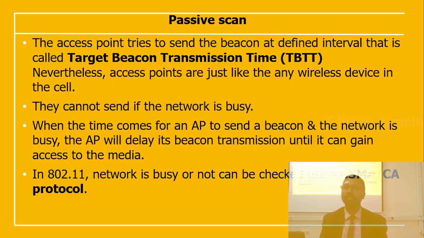Here the access points are just like any other wireless device in the cell. They cannot send if the network is busy. So when the time comes for the access point to send a beacon and the network is busy, the access point will delay its beacon transmission until it gains access to the media. In the IEEE 802.11 standard, whether the network is busy or not is checked by using the carrier sense multiple access with collision avoidance protocol.